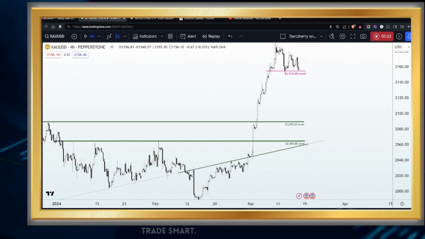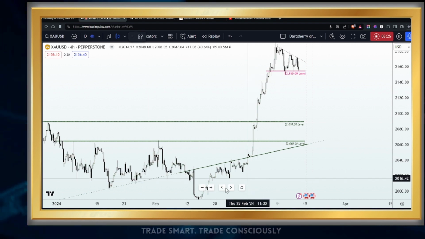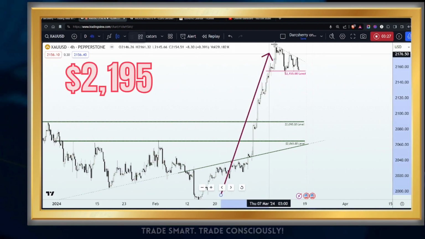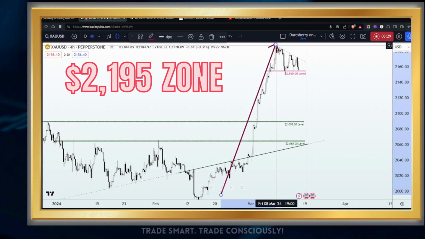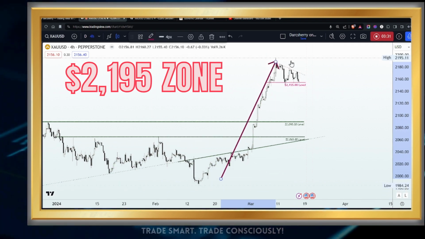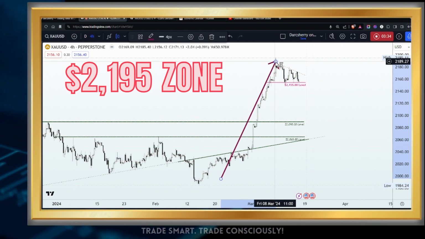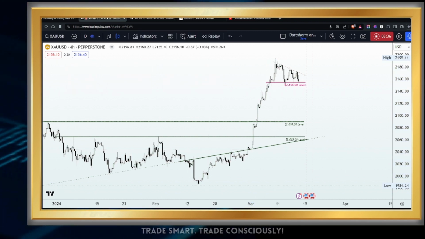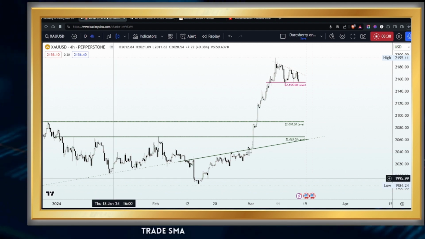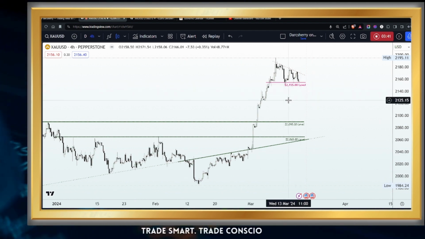Now we saw this impulsive move all the way to the upside, where price action hit an all-time high at the $2,195 area.